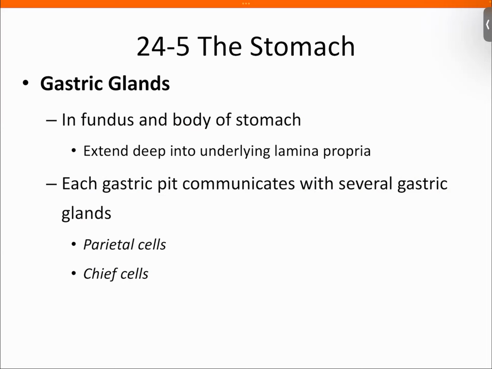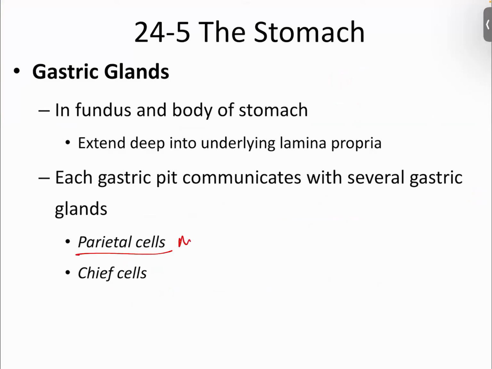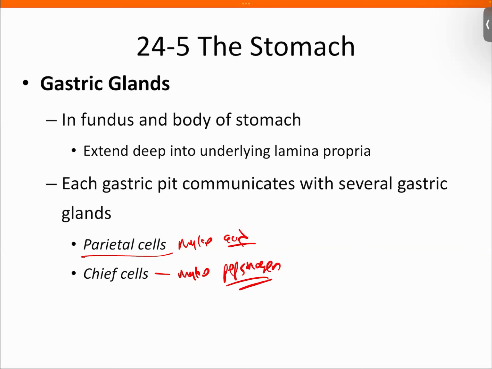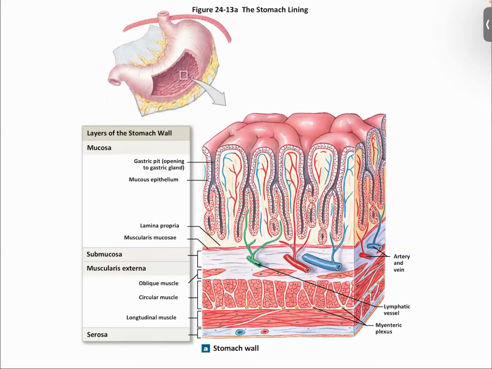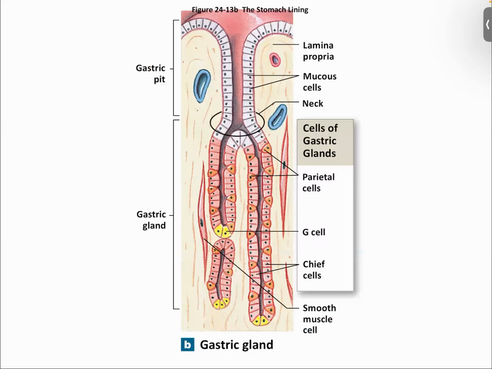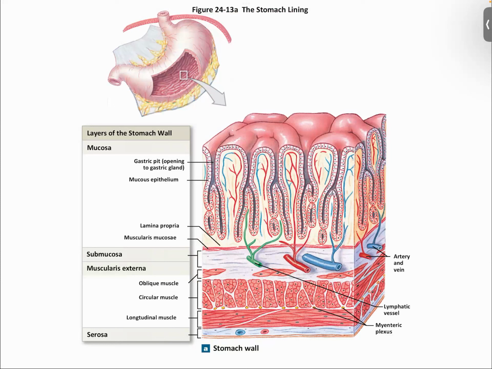So we take a look at some of the gastric glands. These typically are going to be associated with the gastric pits. And there are 2 different cell types in the gastric pits that we see in these gastric glands. The parietal cells, which basically make acid, and the chief cells, which make pepsinogen. We'll take a look at pepsinogen here in just a second. But those are the 2 dominant cells. There are other cells in there we'll talk about a little bit, but those are the 2 dominant ones.